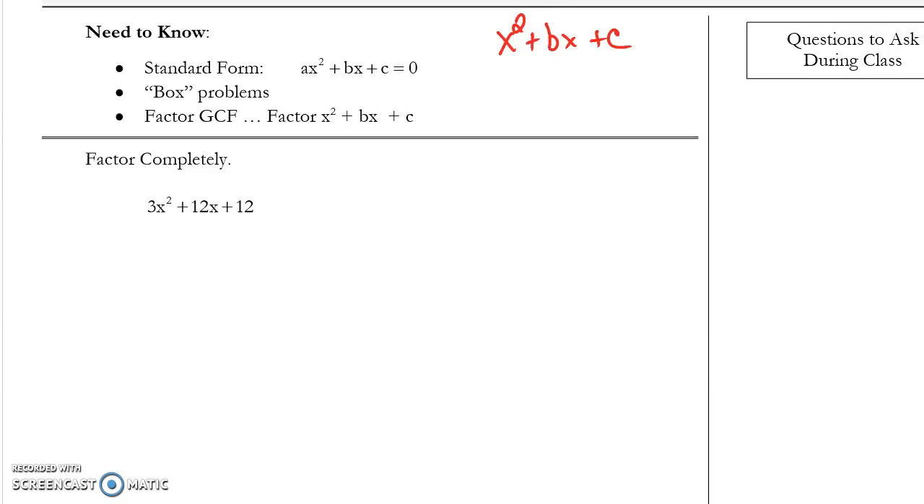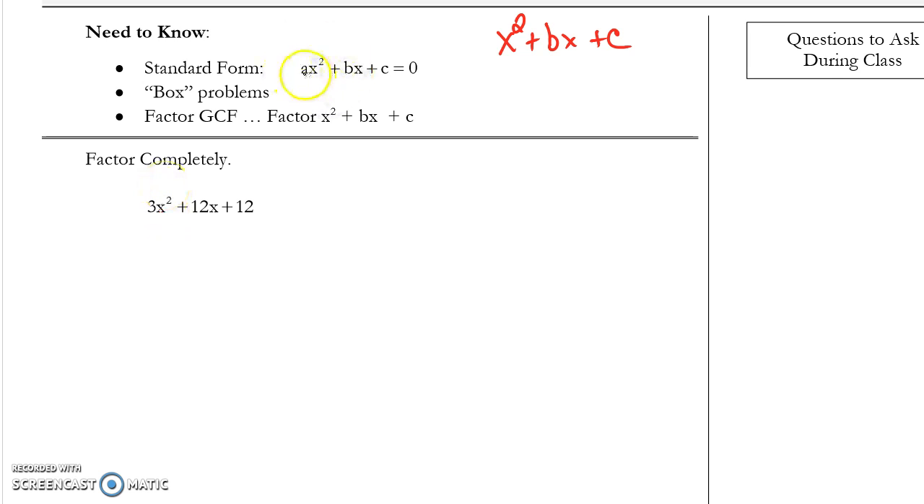Up to now, all of the factoring we've done with trinomials has been when we've had a leading coefficient of 1. That means when a is equal to 1. So we just had x squared plus something times x plus a constant. And we were able to factor those using our box problems. This is the first day where we're going to start looking at what we do if there's something other than 1 here. So as an example, what if there's a 3x squared instead of just an x squared?